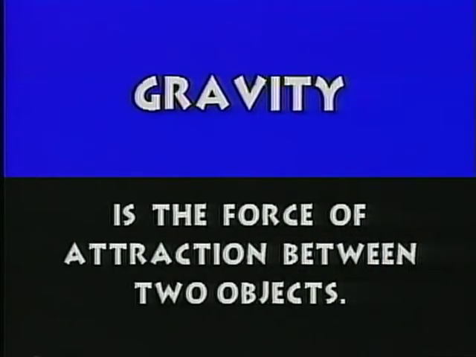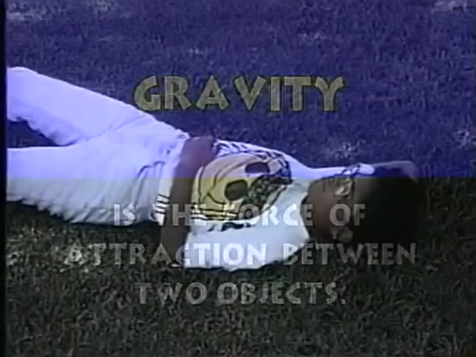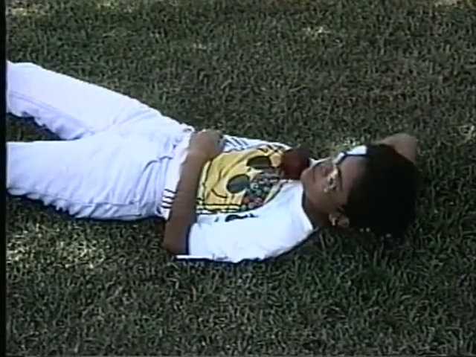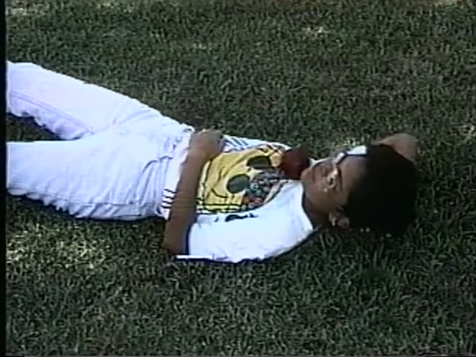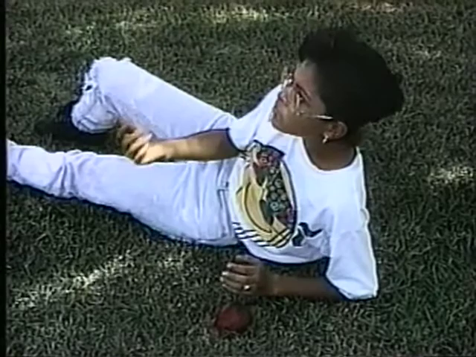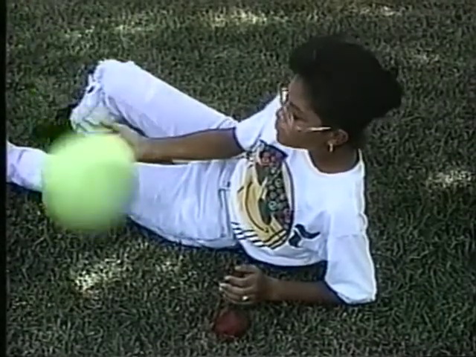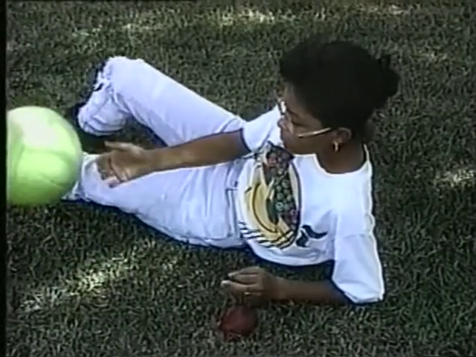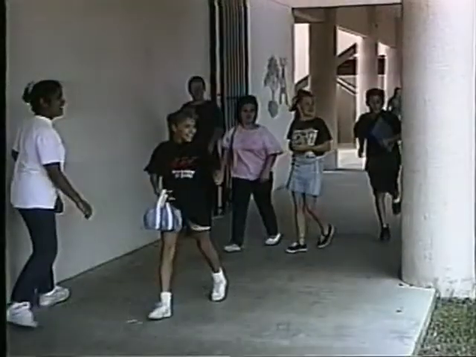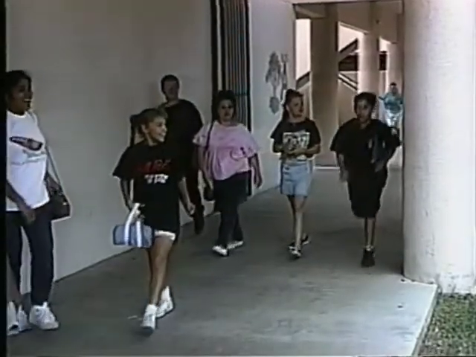Well, gravity is the force of attraction between two objects. Isaac Newton got to thinking about gravity one day when an apple hit him on the noggin. He wondered why the fruit fell down instead of up. It's just like when you throw a ball up in the air and it falls down. The ball, like the apple, falls to the earth because of Earth's force of attraction for all objects. This powerful attraction is gravity.